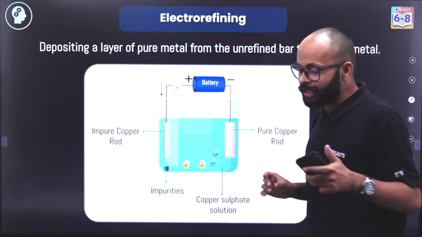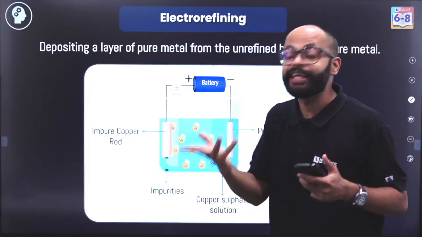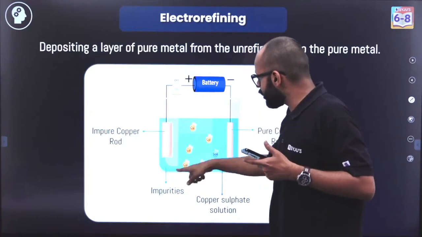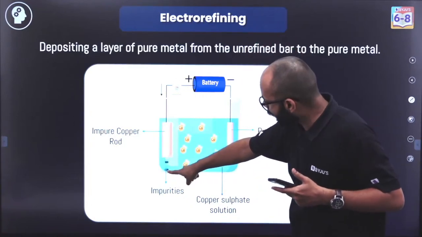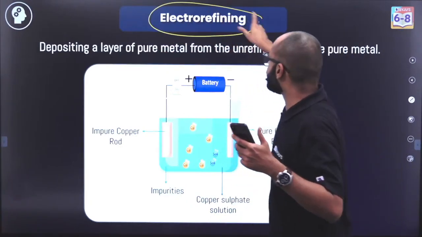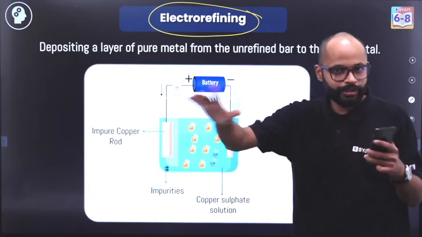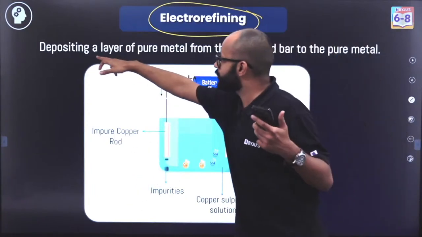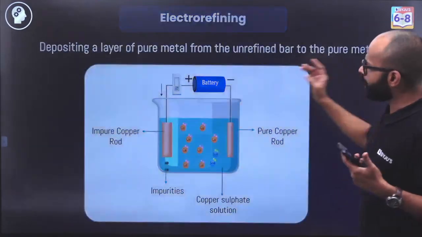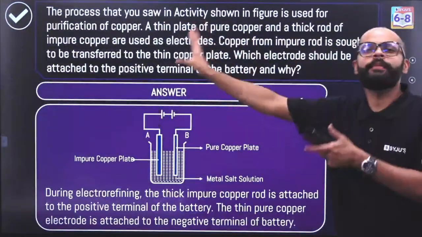एंड इसको क्या बोलते हैं पता है? दिस इज लाइक अ मेथड ऑफ प्योरिफाइंग. ये इम्प्योर है, सारा प्योर एलिमेंट निकल निकल के यहां चला जाएगा, और ये जो गिर रहा है ना ब्लैक, ऑल दिस ब्लैक इज द इम्प्योरिटी. इसको बोलते हैं इलेक्ट्रो रिफाइनिंग. इट इज अ स्लाइटली न्यू टर्म. ठीक है, इलेक्ट्रो रिफाइनिंग बोलते हैं इसको. डिपॉजिटिंग अ लेयर ऑफ प्योर मेटल फ्रॉम द अनरिफाइंड पार्ट टू द प्योर मेटल. एंड फंडा कॉन्सेप्ट इज सेम एज इलेक्ट्रोप्लेटिंग.